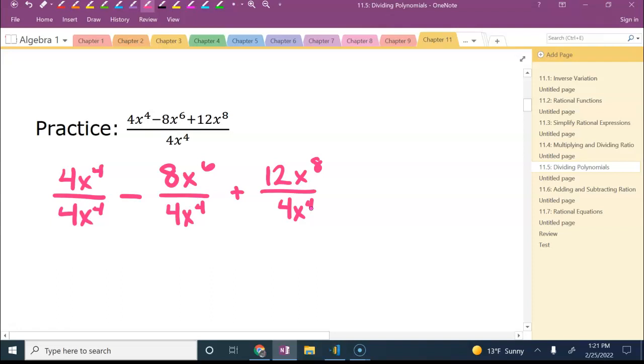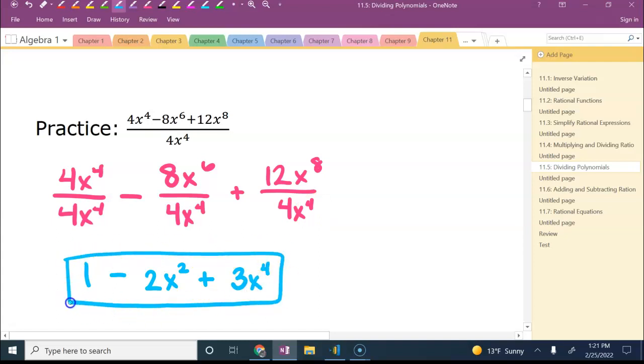So for this first one, everything's the same. So it's the same quantity being divided by itself, so that becomes a 1. Minus 8 divided by 4 would be 2. Subtract my exponents. I'm left with x squared, so minus 2x squared. And then plus 12 divided by 4 would be 3. 8 minus 4 would be 4, so 3x to the fourth power. So that's case number 1, where we take this big polynomial and we're dividing by a monomial term.